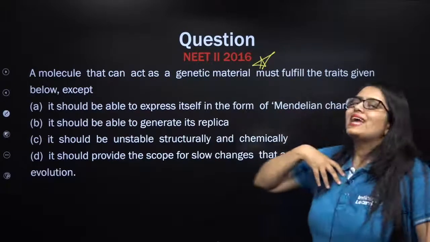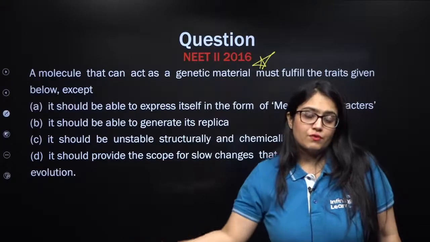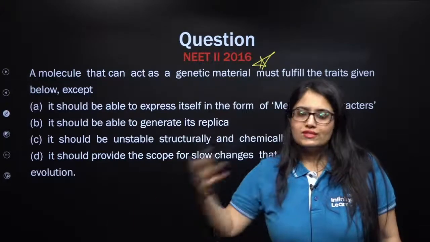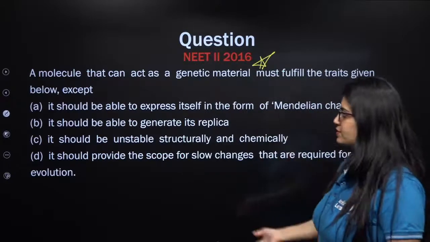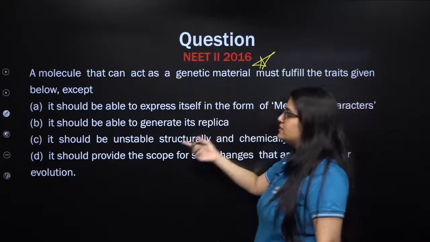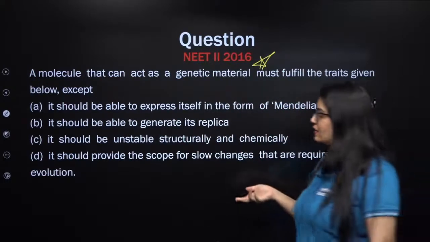That means it should be able to express or produce a type of protein which is going to influence a reaction which is going to bring a character. So, that is absolutely correct. And equally followed by RNA and DNA. It should be able to generate its replica, that's correct, equally followed by RNA and DNA.